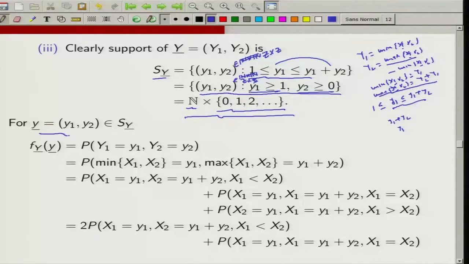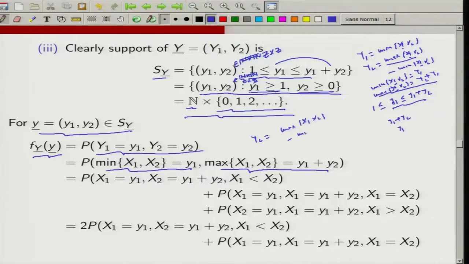So, for y equal to (y1, y2) belonging to the support S_y, let us look at what the joint probability mass function is at the point y. It is the same as the probability that Y1 is equal to y1 and Y2 is equal to y2, which is the same as the minimum of x1, x2 equal to y1 and the maximum of x1, x2 equal to y1 plus y2, because y2 is nothing but the maximum of x1, x2 minus the minimum of x1, x2. So, y2 is the same as saying the maximum of x1, x2 is y2 plus the minimum of x1, x2. But the minimum of x1, x2 has been fixed at y1. So, this is the same as the maximum of x1, x2 being y1 plus y2.